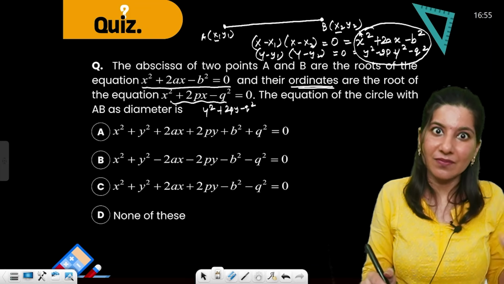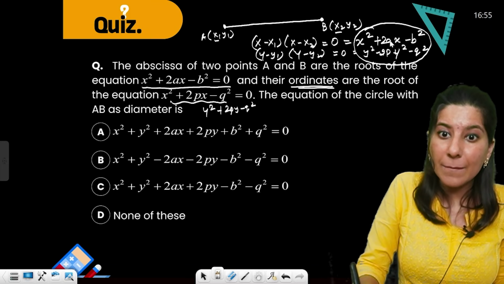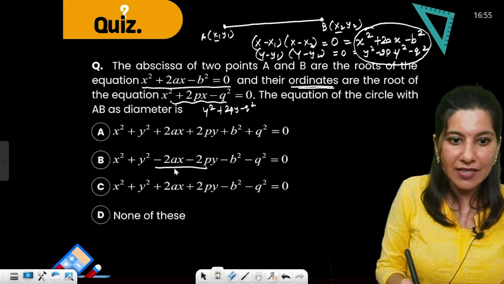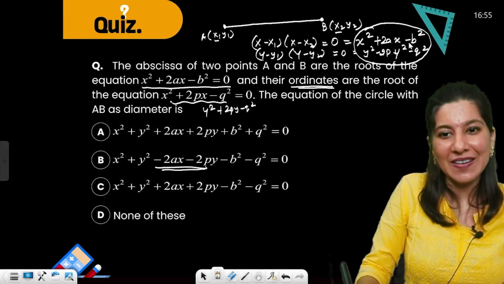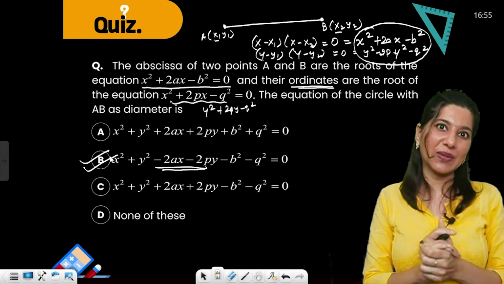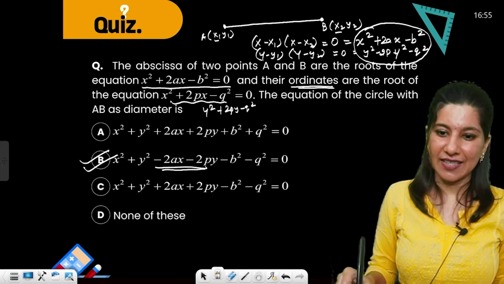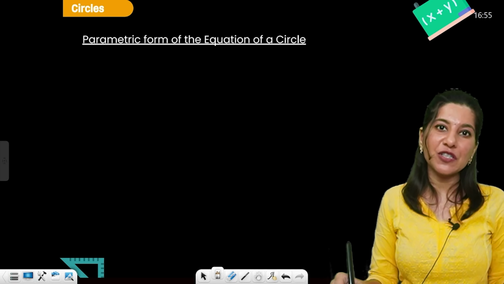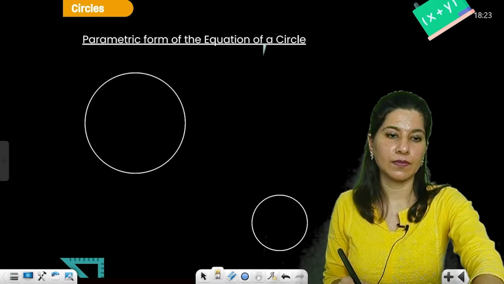That's it. In general form, x square plus y square is there, minus 2ax minus 2py, and then the constant term minus b square minus q square. So clearly option B is matching with this, right? Option B is matching, so option B is absolutely right. Okay, all right, clear. Now here we go with the parametric form of the equation of a circle.